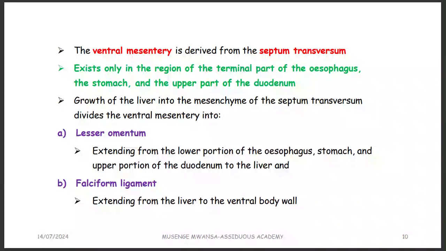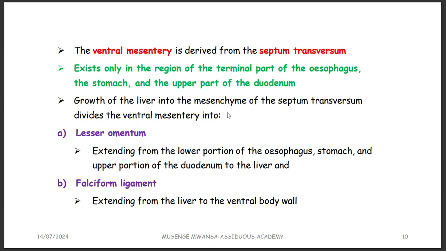So that was the dorsal mesentery. You also have the ventral mesentery, but the ventral mesentery is derived from the septum transversum. Okay, and exists only in the region of the terminal part of the esophagus, the stomach, and the upper part of the duodenum. Ventral mesentery is not extending out all the way up to the cloaca. It's just the terminal part of the esophagus, stomach, and upper part of the duodenum.